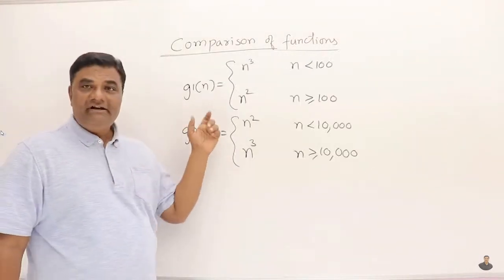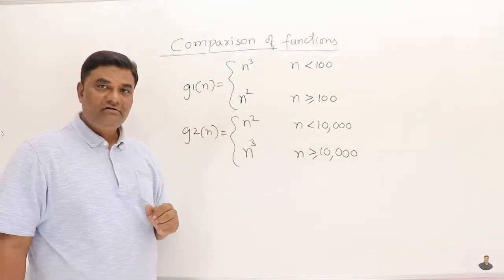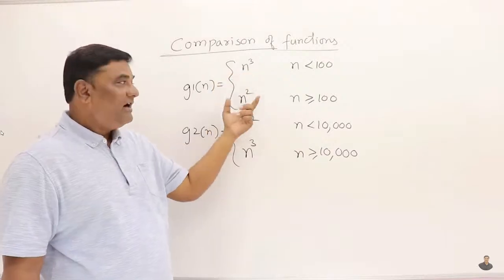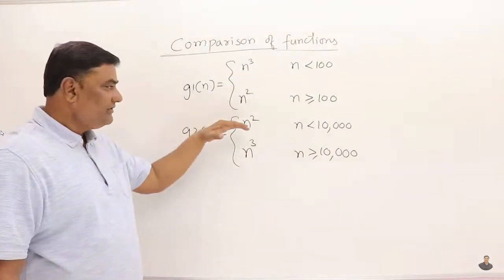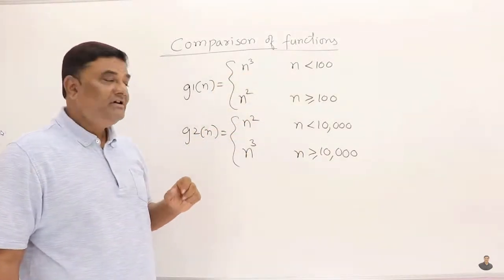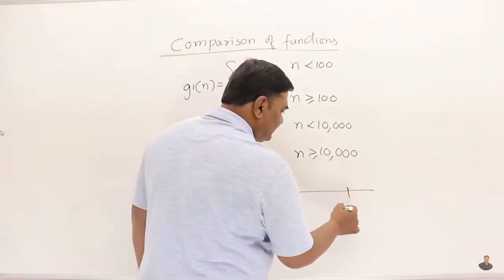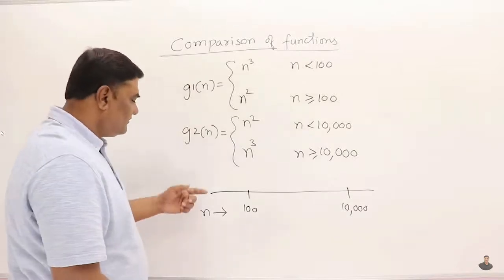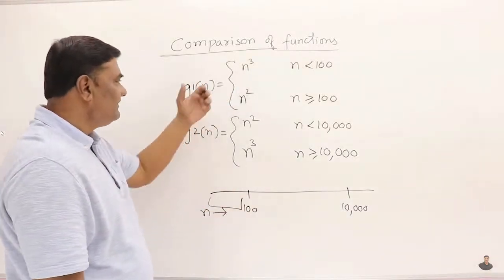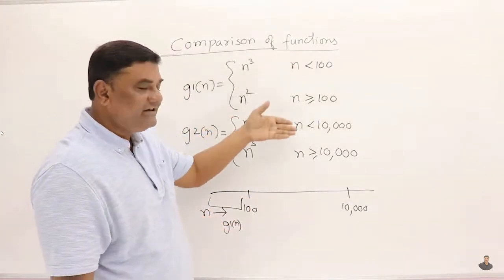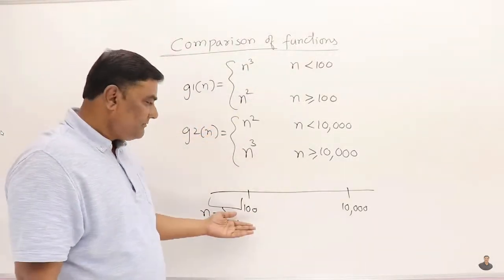For example, let's compare two functions g1 and g2, which one is greater? Now here, it's not a single expression, here is n cube or n square. So for n value less than 100, it is n cube. After that, it is n square, so it's reducing. And this is n square up to 10,000, after that, this is n cube. If I take n values, let us say this is 100, and this is n, and this is 10,000. Now, on this side, who is greater? Less than 100, g1 is greater. And from 100 to 10,000, who is greater?